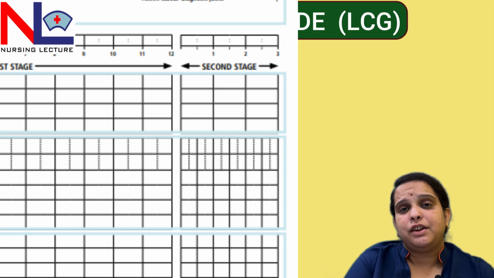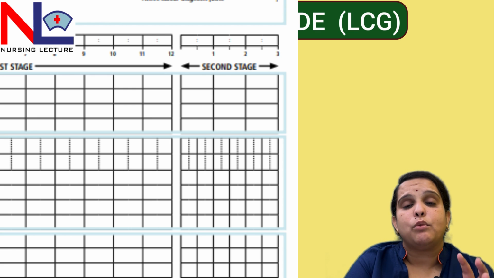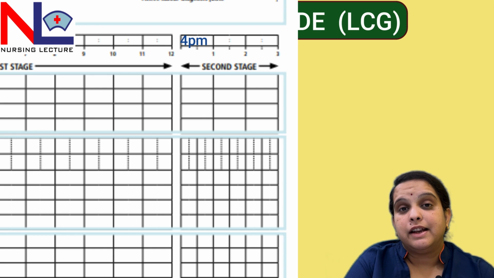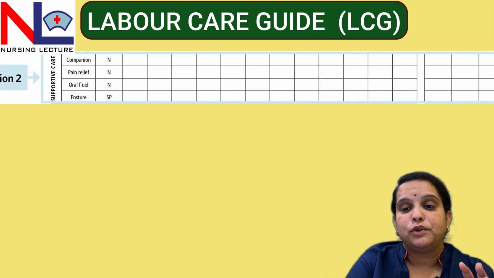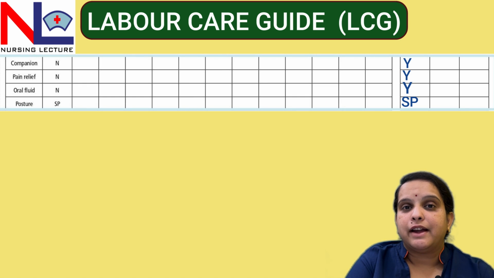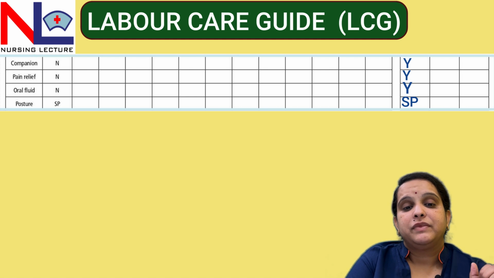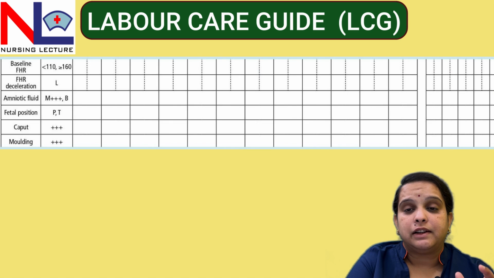So in this LCG we are very closely monitoring the second stage of labor. Here we can write the time above. Suppose you have written the time after full dilatation, whatever time the woman enters the second stage, you can write it here, and below that you can write the companion, pain relief, oral fluid and posture. Whatever I have discussed previously you can continue with in the second stage of labor itself. But here the baseline FHR and the fetal deceleration are more closely monitored in the second stage.